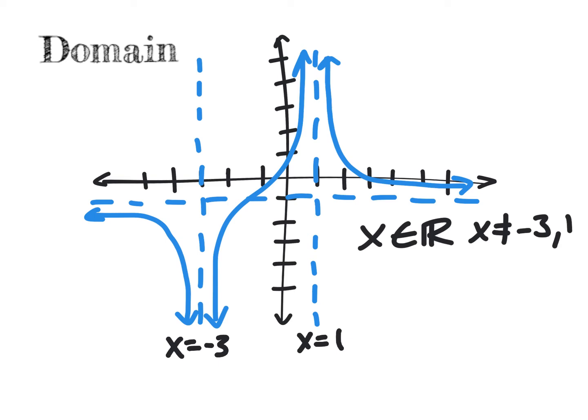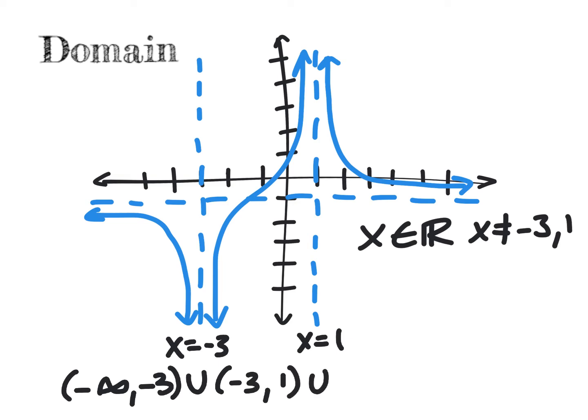Similarly, because we have 2 vertical asymptotes, we're going to have 3 parts to this graph, 3 intervals. We're going to start at negative infinity, and it goes to the first asymptote. There's a gap here. We put the letter U to disconnect it. We pick it up again at negative 3 to 1, and then at 1 there's another disconnect all the way to infinity.